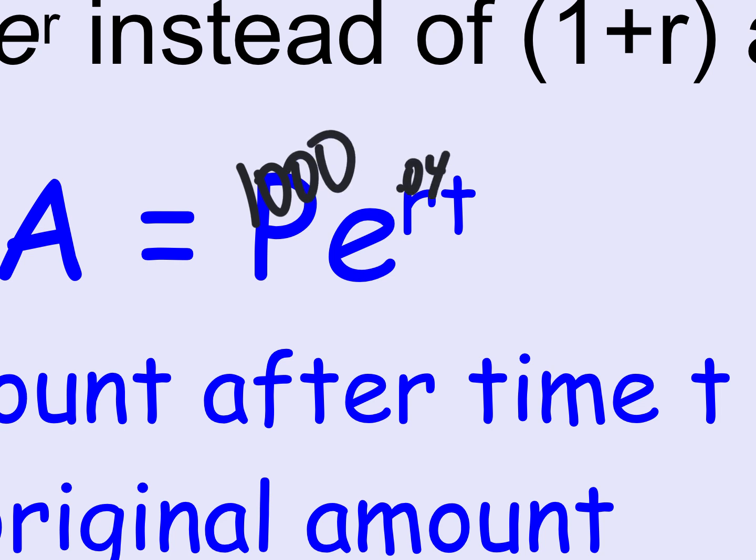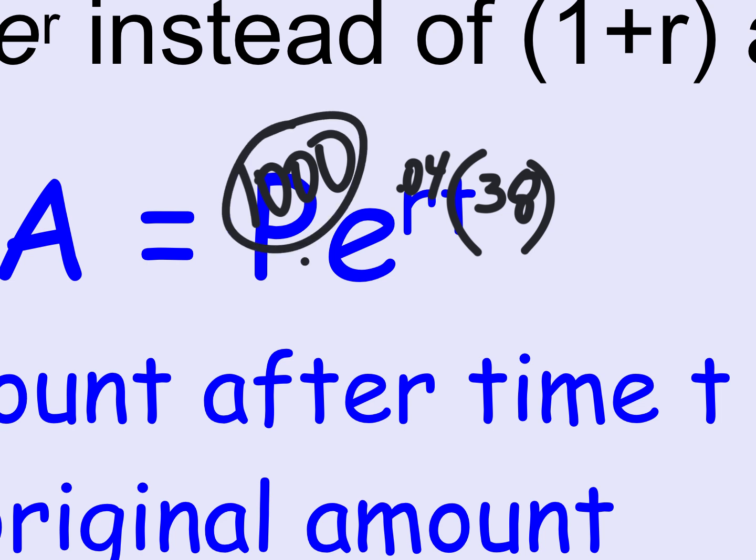But you're not going to let it do that forever, otherwise it would take over the planet. And so then you got to put a time in there. And so let's say the time is like 38 minutes. And if the problem's in minutes, that's all you'd have to do. 1,000 times E, which is 2.7-ish, but it's on your calculator. It's got its own button on your calculator.